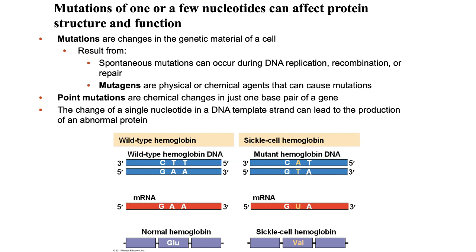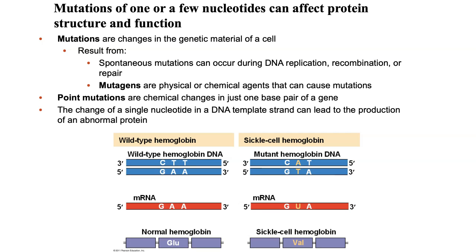For the last part of this chapter, we're just going to go over mutations. So mutations are changes in the genetic material of the cell. So essentially, we are changing the sequence of ATCG, right? So mutations of one or more nucleotides can affect protein structure and function. This, of course, all depends on where in the DNA structure that mutation takes place.